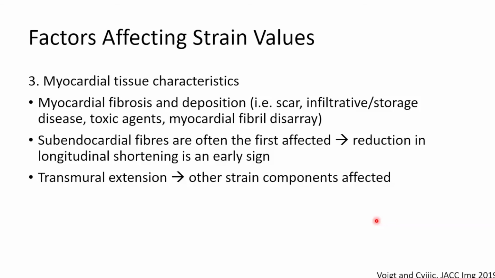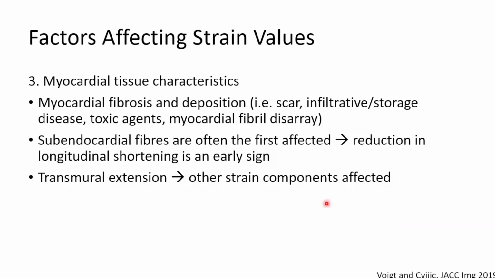And of course, myocardial tissue characteristics such as deposition of scar or fibrosis, deposition of either infiltrative disease or storage disease, leading to deposition of various proteins within the heart, can lead to abnormalities in strain. As we know, toxic agents, and in HCM, the myocardial fiber disarray, also lead to various amounts of strain abnormalities.